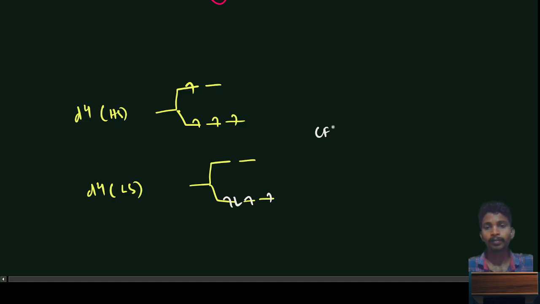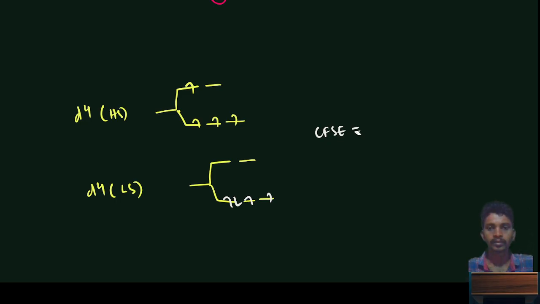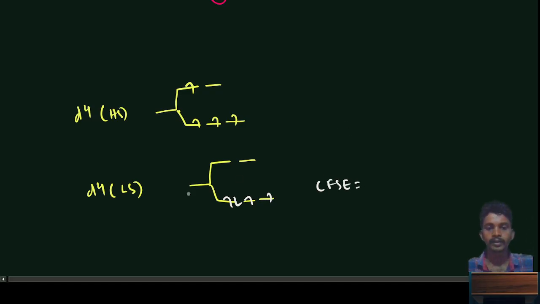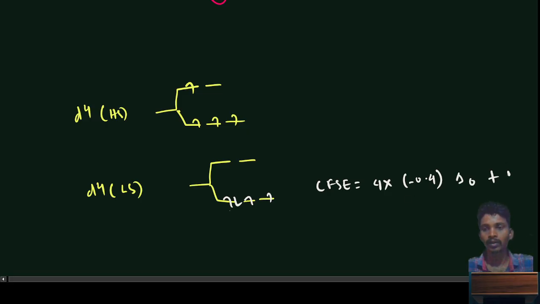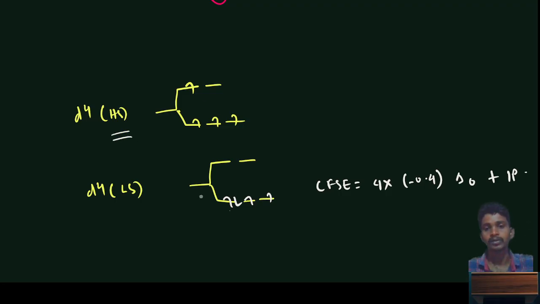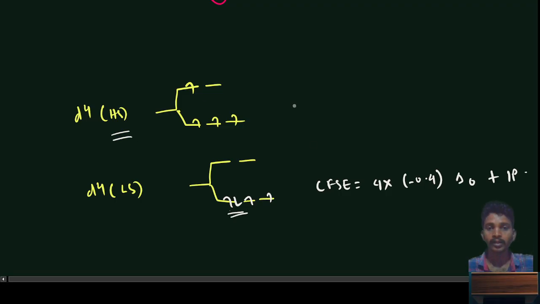In this case, CFSE will be... that is, B is 0 here, so that will not be taken. A, that is here, 4 multiplied by minus 0.4 delta naught, plus here pairing is 1, so I will add 1 pairing. Why? Because whenever I do high spin, no pairing occurs. This I am giving forcefully. So in this case CFSE will be like this, with 1 pairing.